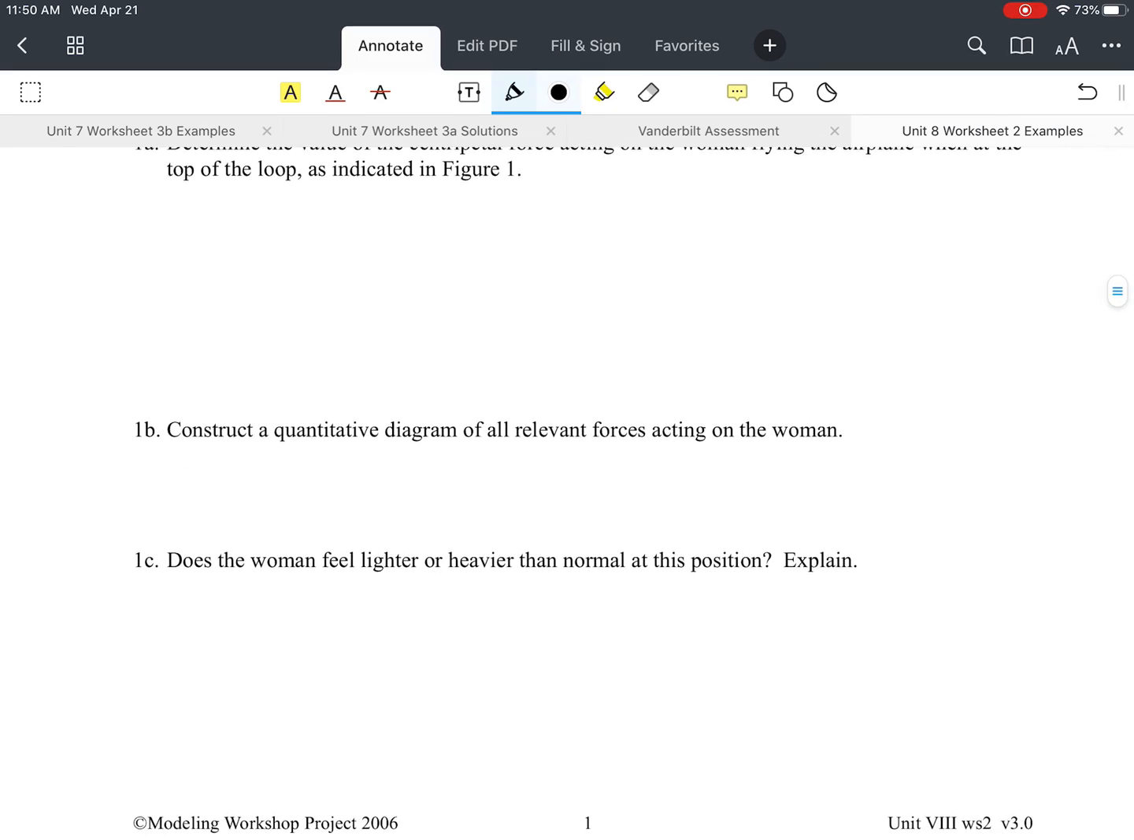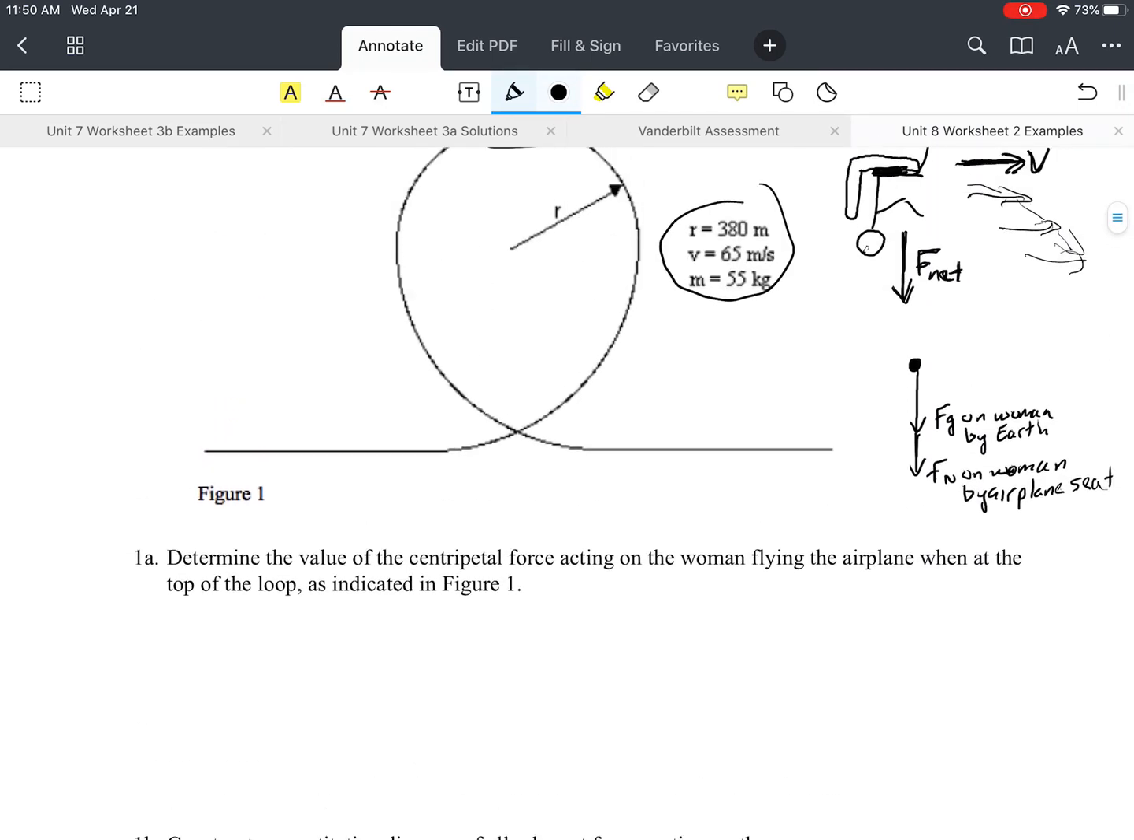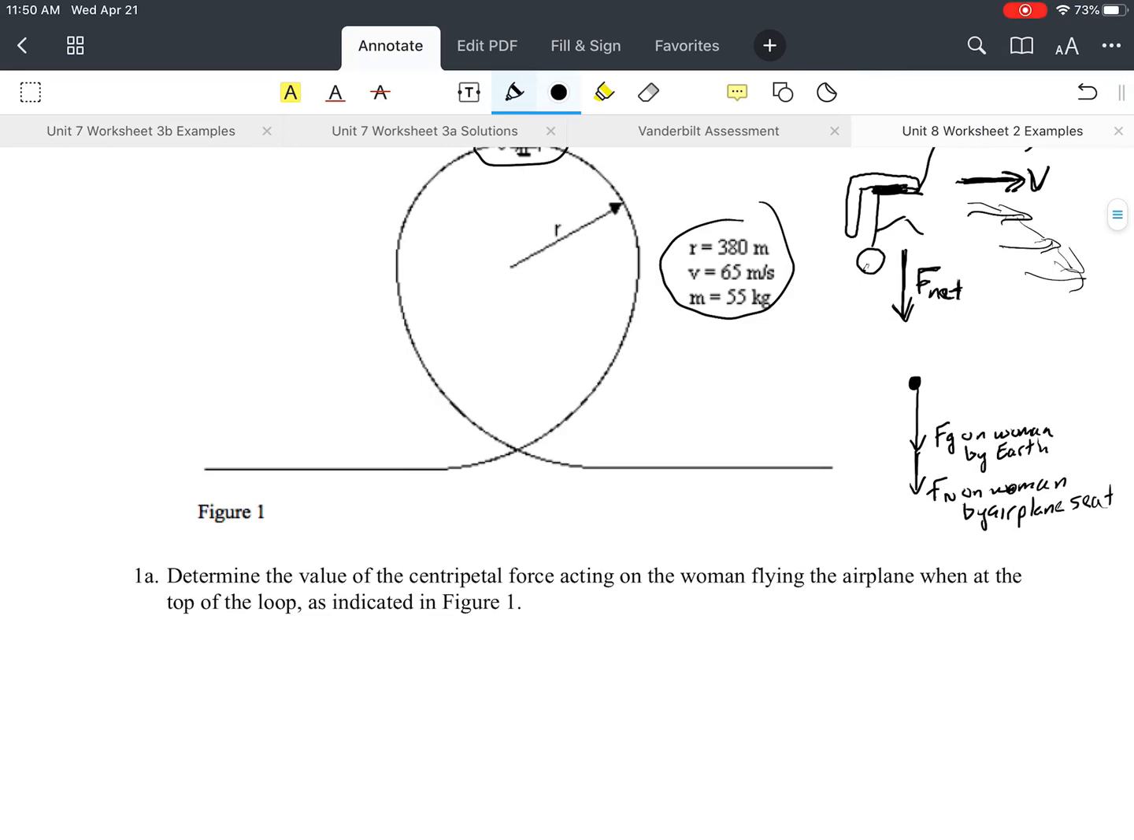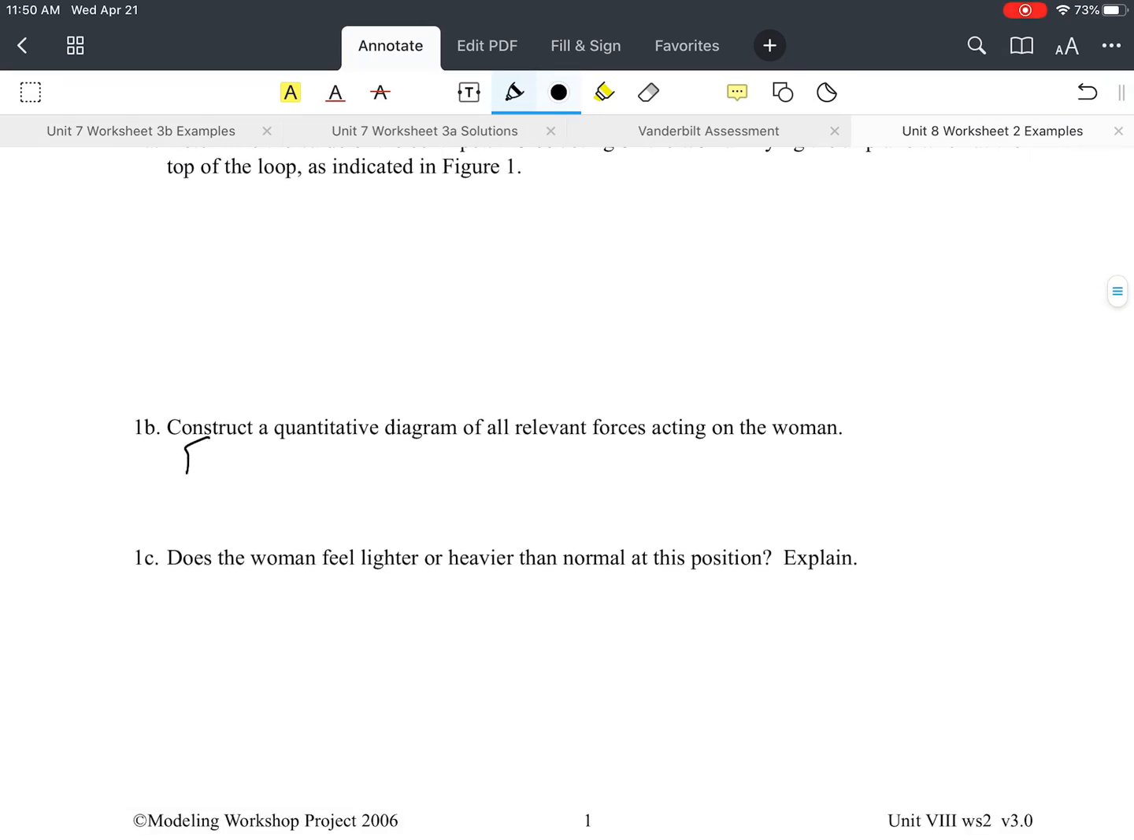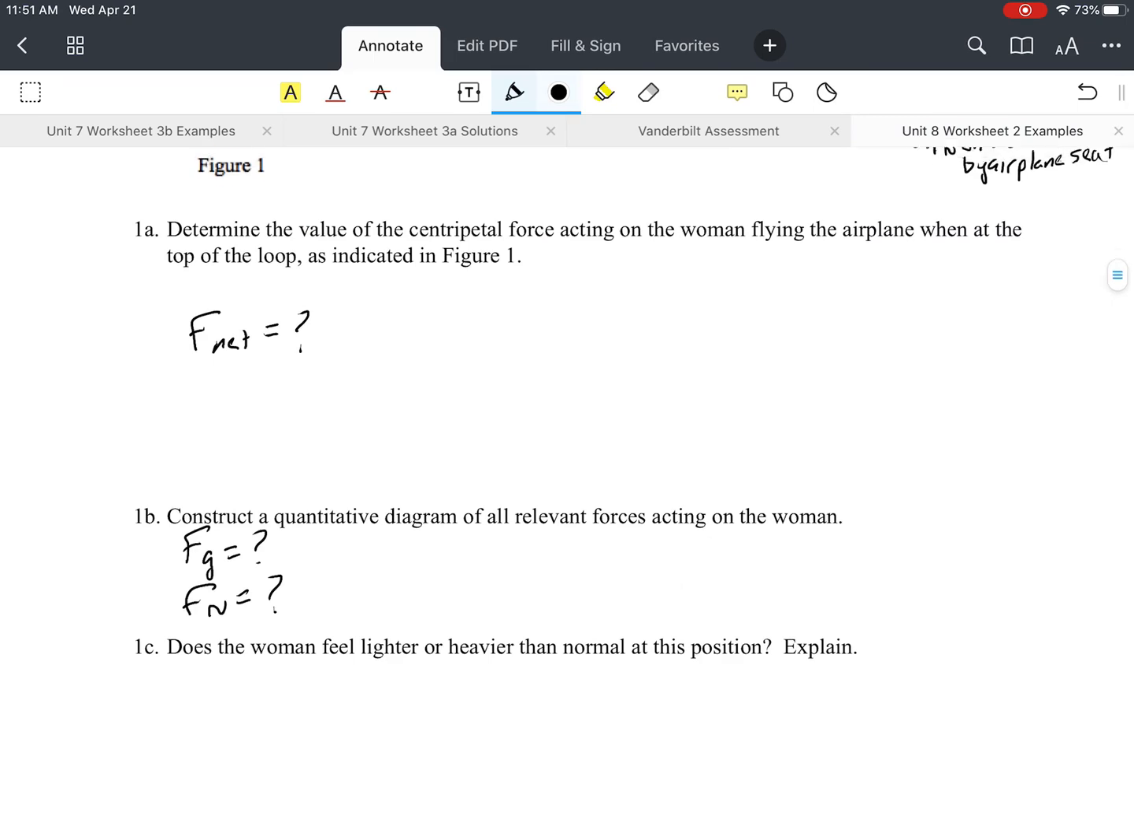Now, to construct a quantitative force diagram of all relevant forces acting on the woman basically just means you need to tell me what Fg is, and you need to tell me what Fn is. So up here in 1A, you're finding out what F net is, and then in 1B, you're trying to figure out what Fg and Fn is.